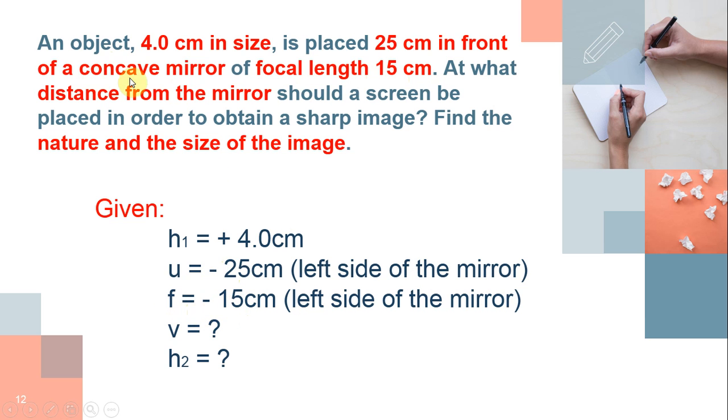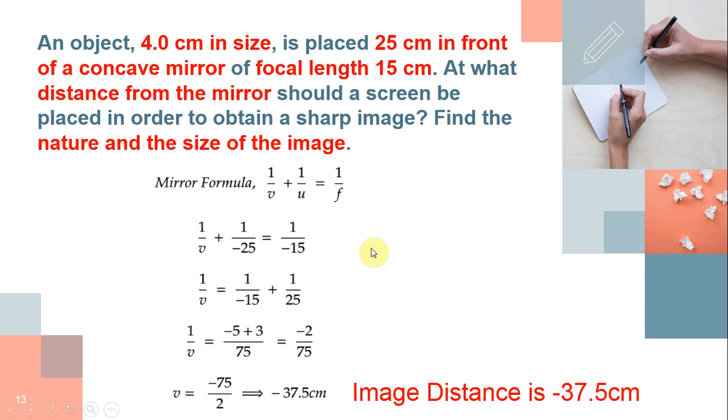Here we use a concave mirror. The focal length of the concave mirror is negative, so we take a negative value, and we need to find the value of image distance and size of the image. Find V and H2. Now we use the mirror formula.